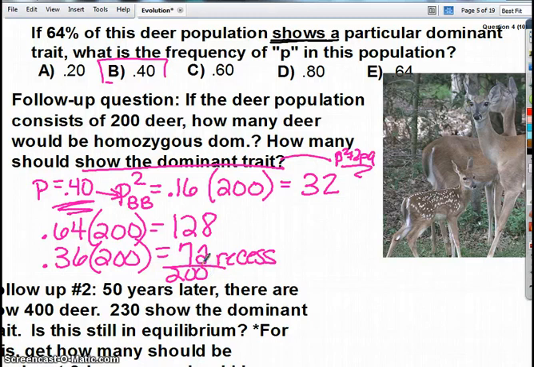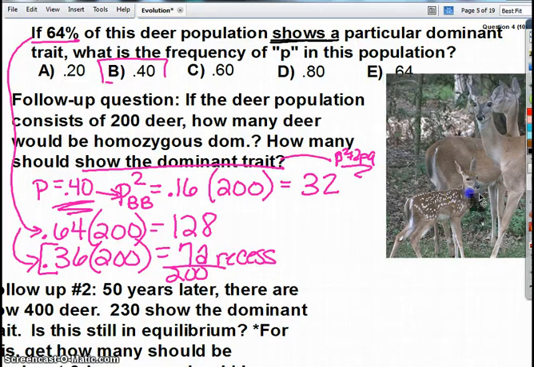So there's several different ways really that you could solve this. You could get p squared and get 2pq and add them all up, or not even necessary. Like I said, you already have this number in this particular case. You could use this number, or you already calculated this number, so you could get this one and then subtract from 200. All right, so now we know how many deer are dominant, how many deer are recessive.